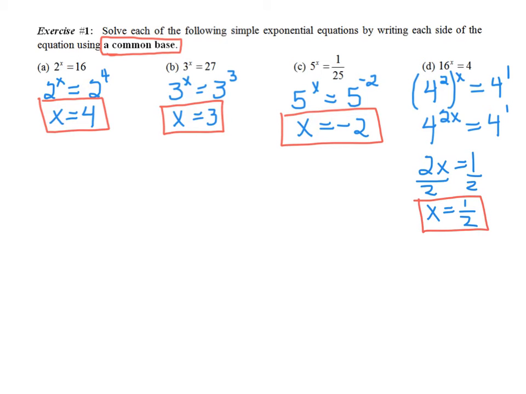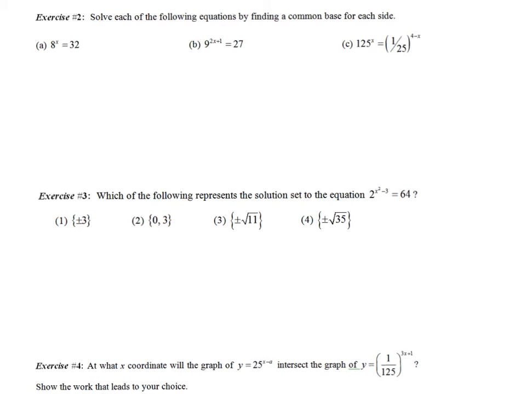If you go back to check this one, remember we're going back to our original equation, 16 to the x is equal to 4. So we could say 16 to the 1/2 equals 4. Well, that of course is true because 16 to the 1/2 means the square root of 16 is equal to 4. That's a true statement, so my solution must have been x equals 1/2.